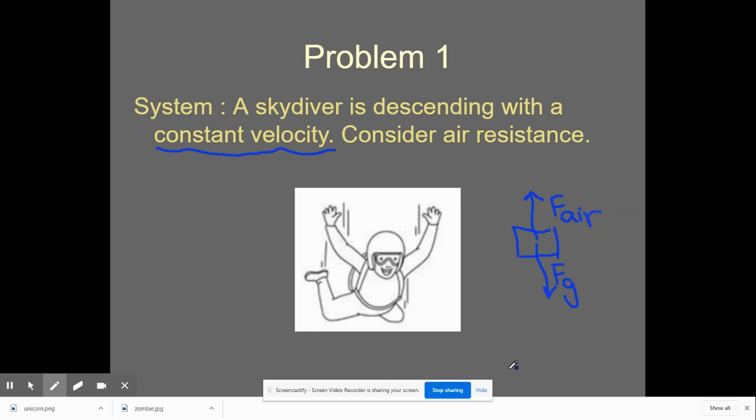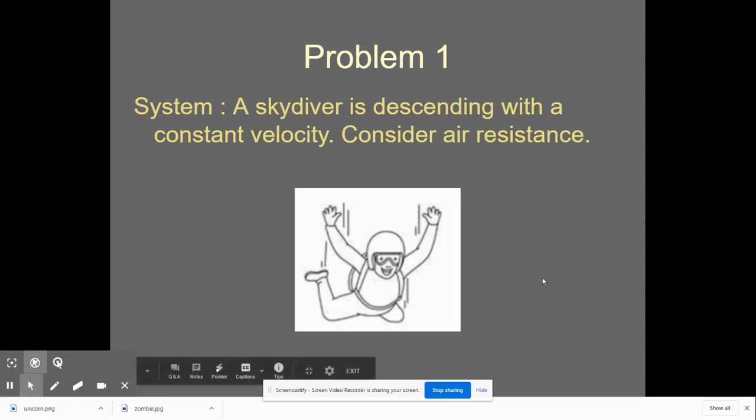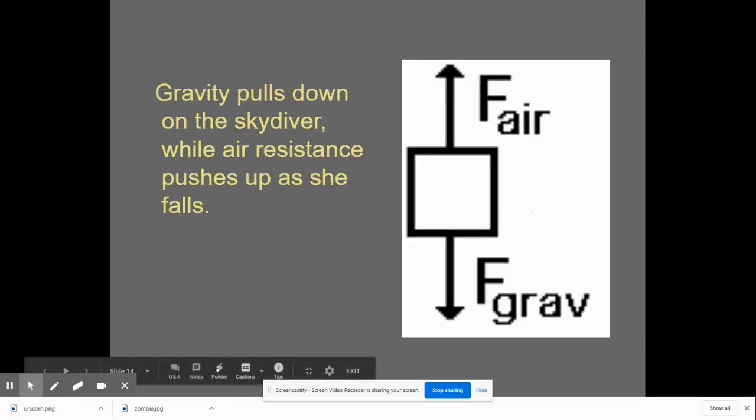Okay, there we go. That's what I think the free body diagram should look like. All right, so I've got it on the next slide. I feel like, and I could be wrong, guys, when I did this before, if I didn't erase it, it kept the drawing up there. So here we go. Let's see if I'm right. Yep. Gravity pulls down on the skydiver while air resistance pushes up.